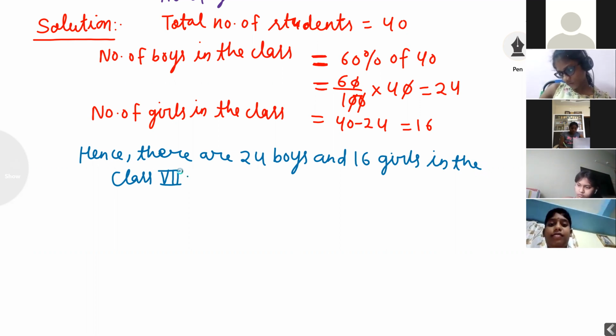Now one student is saying, sir, whatever answer you told, your answer is wrong. How can I believe your answer is right or wrong? If we are adding boys and girls, the answer will become 40. 24 plus 16 is equal to 40. Our answer is right. You can give proof. If any person is asking your answer is wrong, you can say, sir, no, my answer is right, I am giving proof also. Note down, everyone.